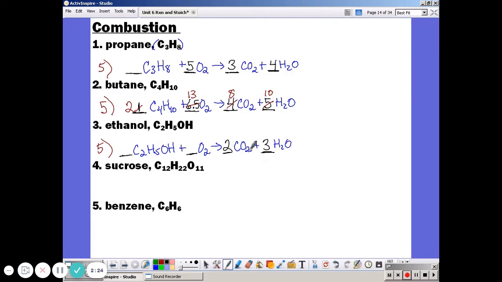Because my oxygens are split up, I don't really want to put a coefficient in front of my ethanol. So I have 1 oxygen, I need 6 more, so I can put a 3. 6 plus 1 is 7, and I'm balanced.